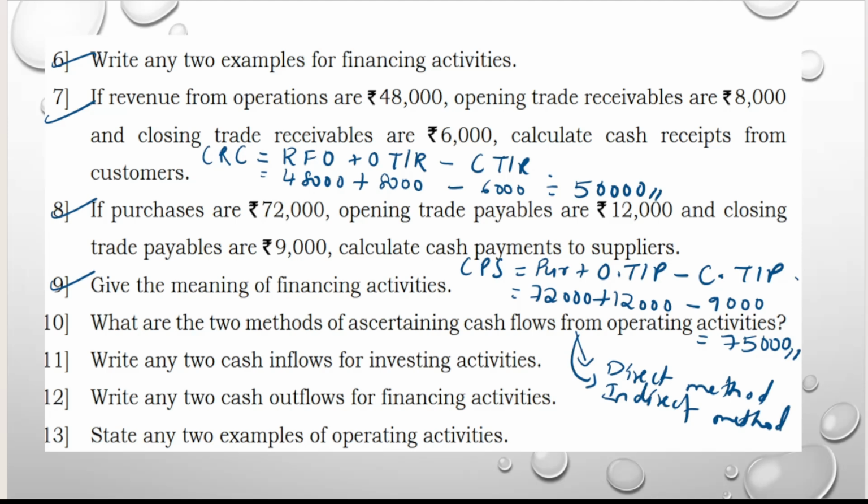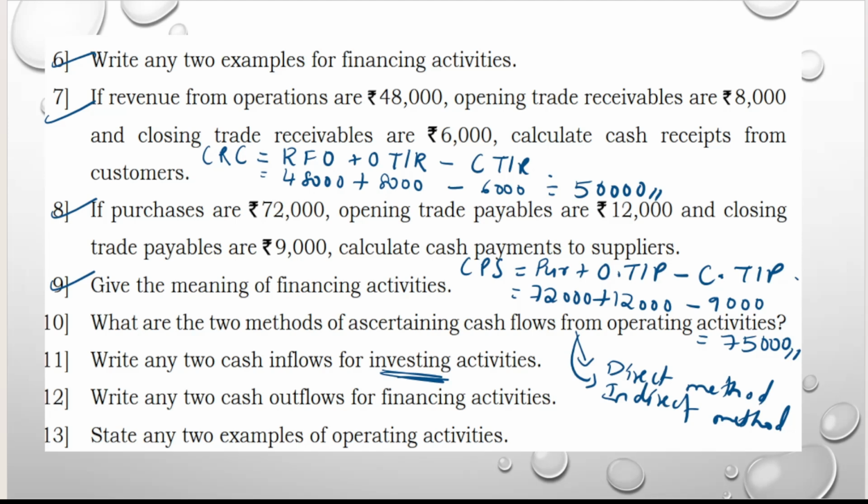You have to keep it in your mind. Inflow is nothing but cash coming into your business. Outflow is nothing but cash going out of your business. So first, two examples for cash inflow from investing. First, understand what investing is. Investing is nothing but investing money in fixed assets. Everything related to fixed assets is investing activity.